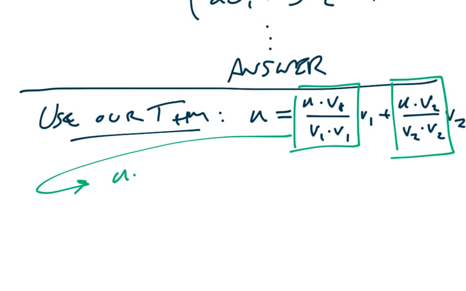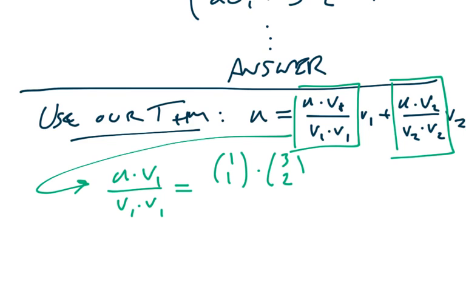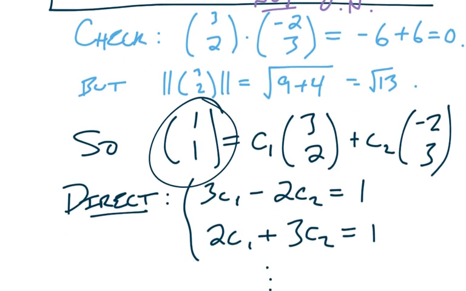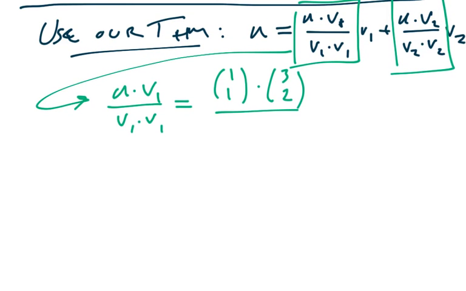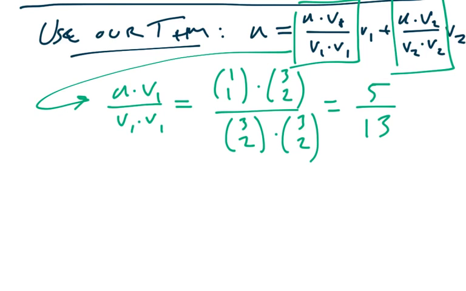one by one. So u dot v1 over v1 dot v1. We know what u and v are. So this is (1, 1) dot (3, 2), I think was v1. Yeah, (3, 2). Over (3, 2) dot (3, 2). And so this is going to be 3 plus 2. Upstairs is 5. Downstairs is 13. So the first coordinate is 5/13.